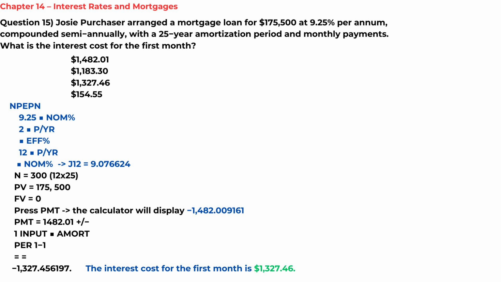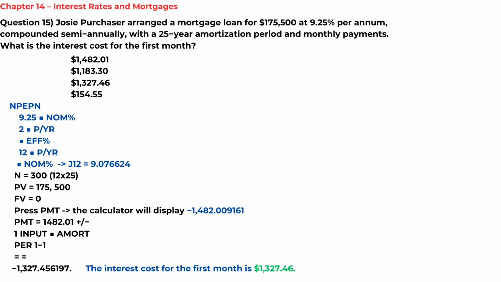Step 2. Solve for payment and then figure out the interest for the first month. 300 N, 25 years times 12 monthly payments. 175,500 PV. 0 FV. Press PMT. The calculator displays minus 1,482.009161. 1,482.01 plus and minus sign PMT to round off the payment.